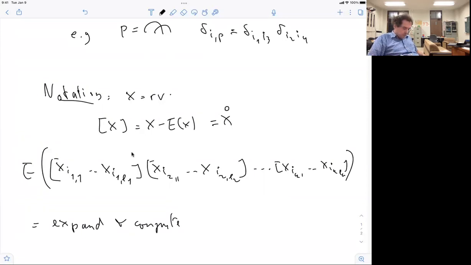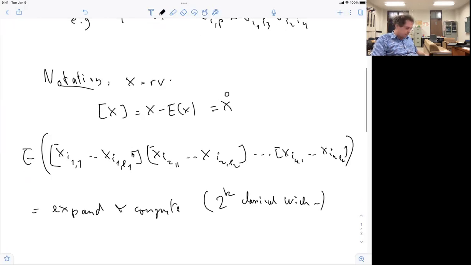But again, then you are going to get two to the K, sorry, two to the K, because I have K terms to expand each time. That will be an expectation. So this is going to be not very useful.